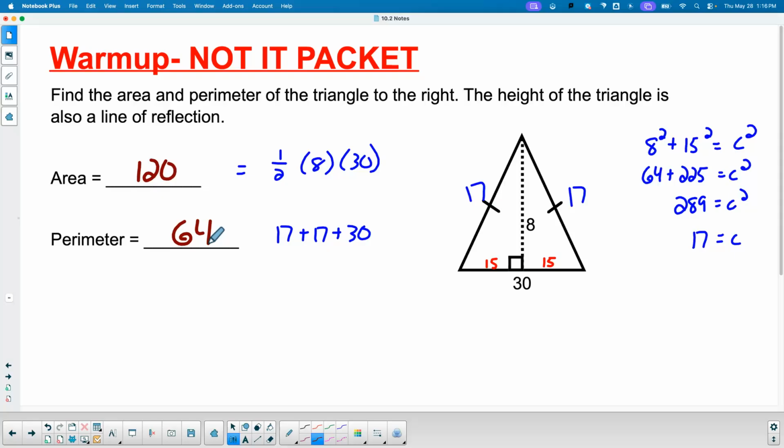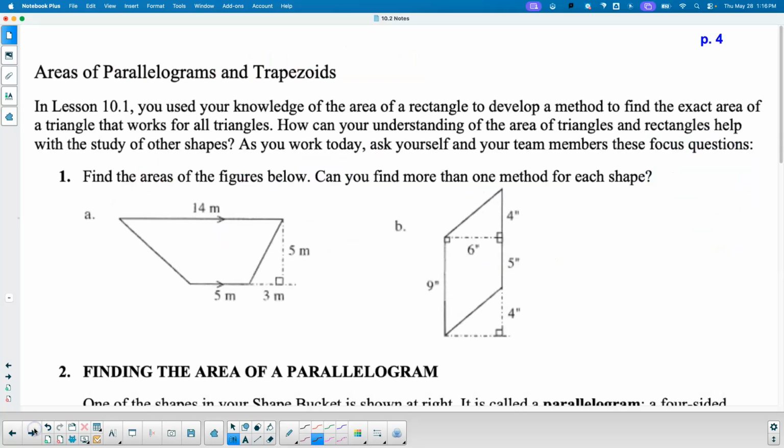Right, Aaron? Like this morning, we broke up a trapezoid into 3 different parts, right? So that we knew what we were breaking it up into. So you've got to know what you have so that you know how you can use it. Okay? All right, let's get into it.